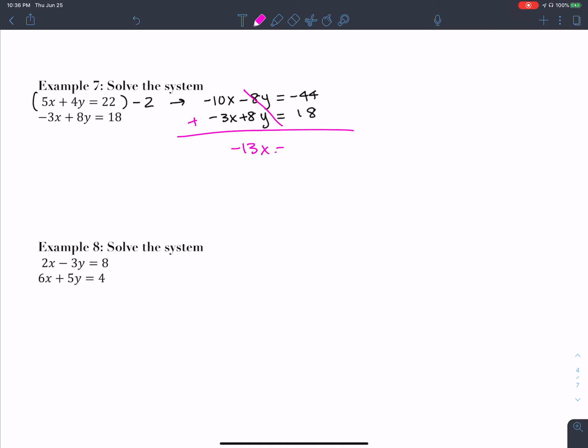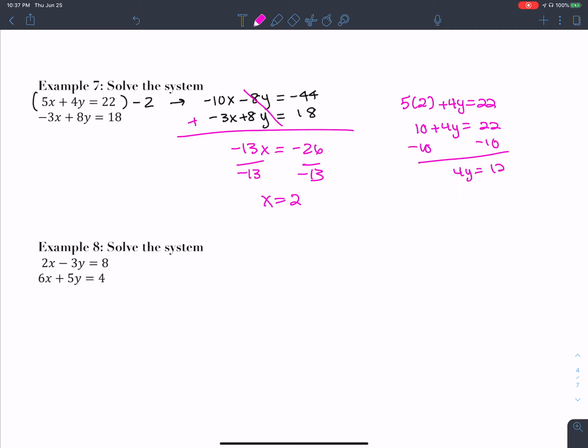And we get -13x equals whatever -44 plus 18 is. I lost my calculator. All right, -44 plus 18 gives me -26. So I divide by -13. So x is 2. Same step, I plug it back in. So 5 times 2 plus 4y equals 22. 10 plus 4y equals 22. Minus 10. 4y equals 12. Divide by 4. y is 3. So my answer is 2, 3.